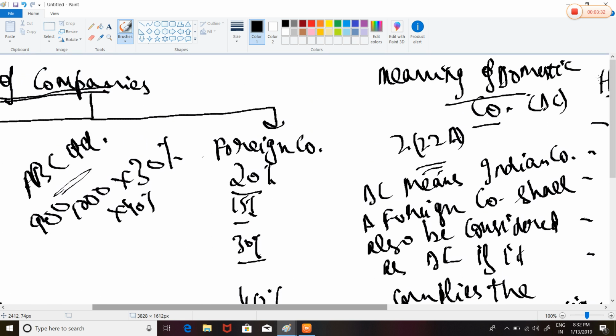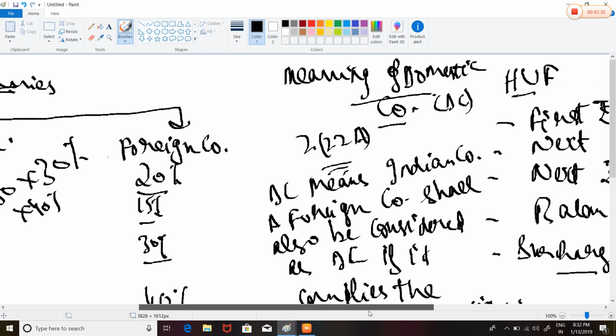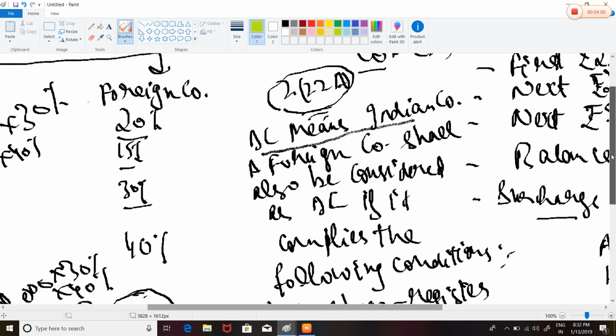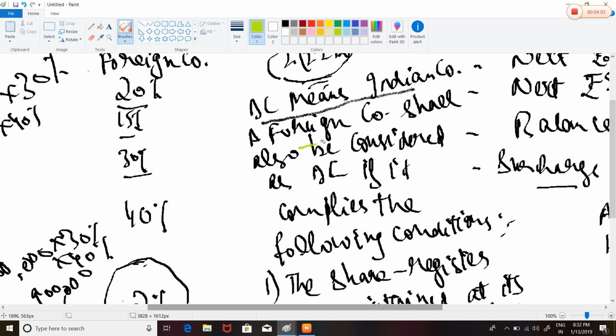Now, what is the meaning of domestic company? Let's see. The governing section of domestic companies is section 2(22A). The Act has defined a domestic company as an Indian company. But if there is a foreign company, it can also be considered as a domestic company.